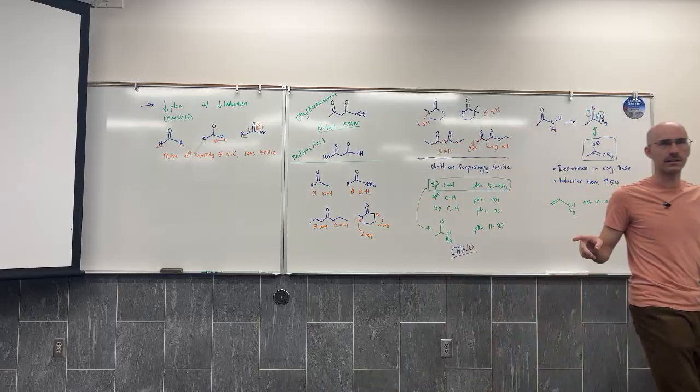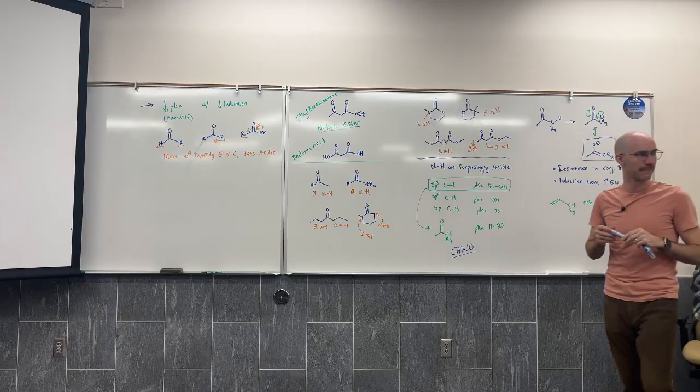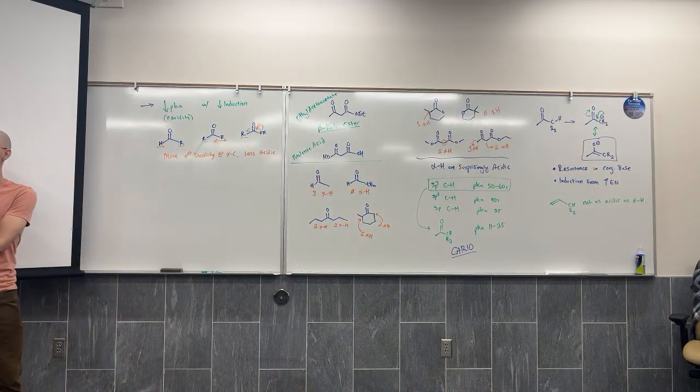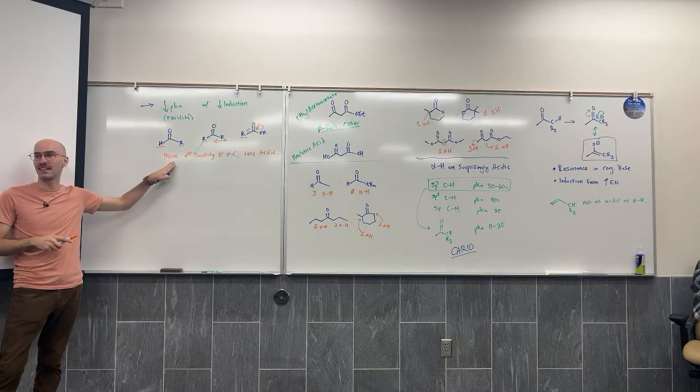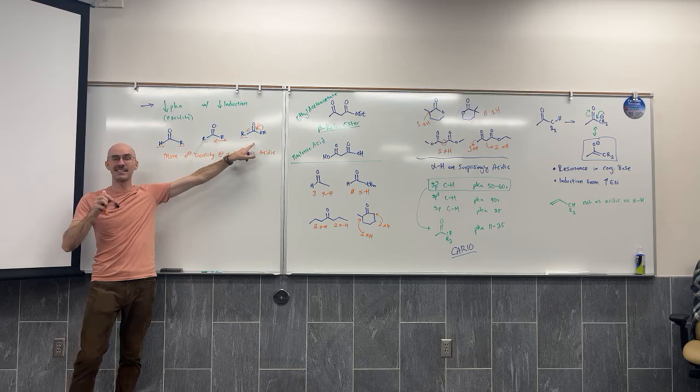Did we clarify that enough? What functional group was the most acidic at the alpha carbon? I don't think we did clarify it enough. The aldehyde has the most acidic alpha carbon, whereas the ester has the least acidic.